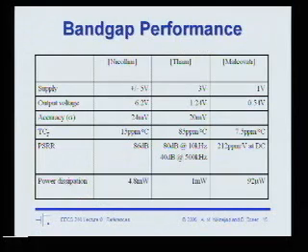Here are some performances that people have achieved with bandgap voltages. This is basically the output voltage they generated, how accurate that output voltage was, what temperature coefficient it achieved, and then what their supply rejection is. And again, it's very important to specify the frequency when you measure power supply rejection. And finally, how much power was dissipated in the circuit.